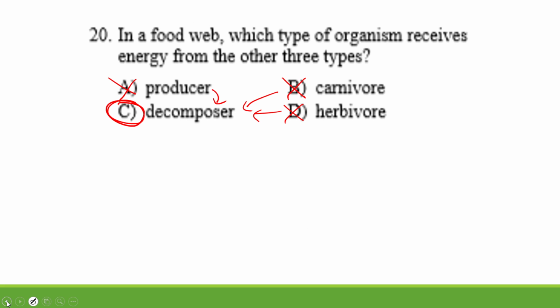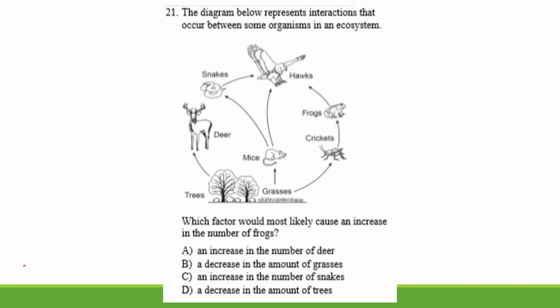Too many? No, not too many. The diagram below represents the interactions that occur between some organisms in an ecosystem, right? We're looking at a food web. Which factor would most likely cause an increase in the number of frogs? So we want frogs to go up. An increase in the number of deer would mean that there's a decrease in the number of trees, and that's where that interaction stops. So that's not going to cause more frogs.